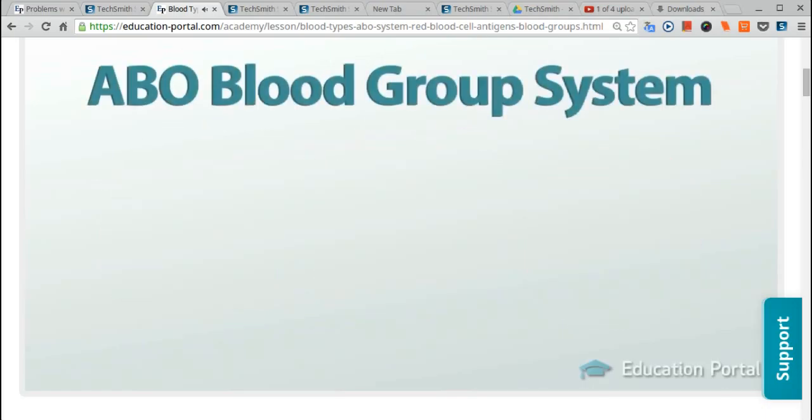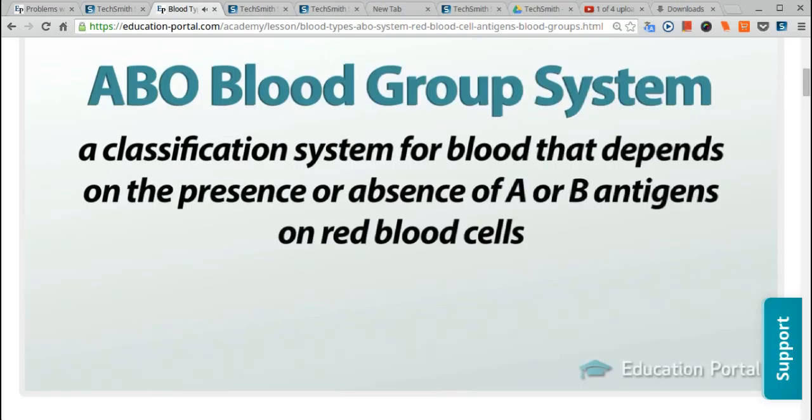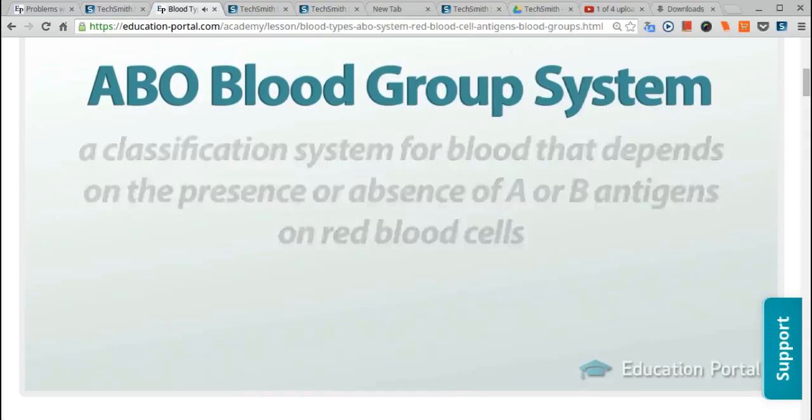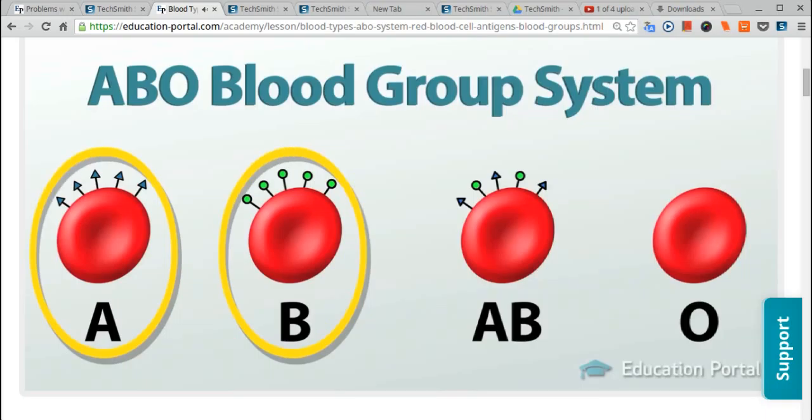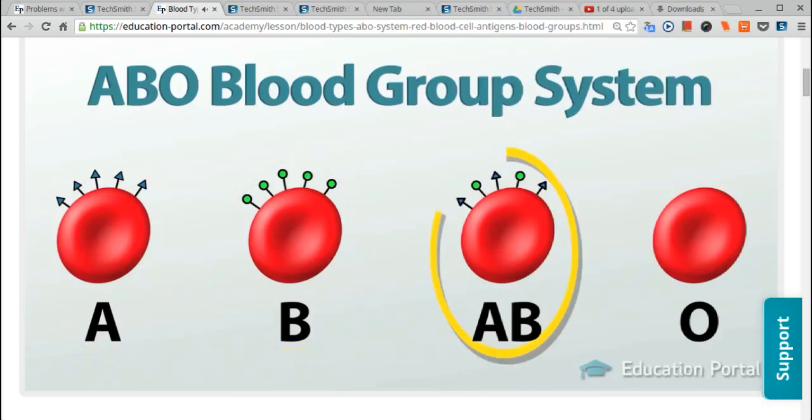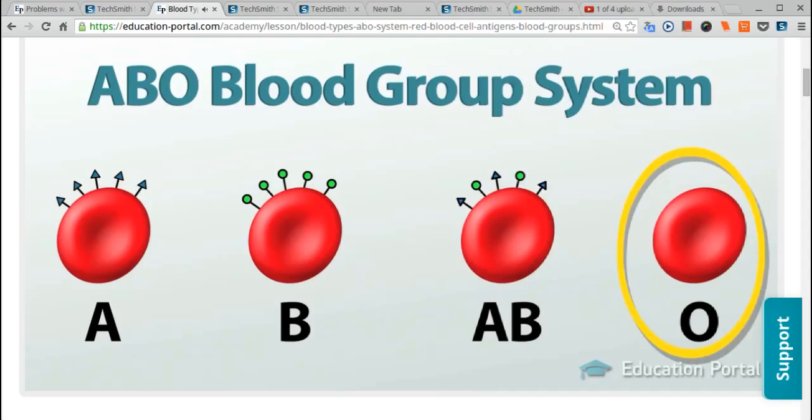Now, the ABO blood group system is a classification system for blood that depends on the presence or absence of an A or B antigen on the red blood cells. ABO blood groups are determined by the type of antigen you inherited from mom or dad, specifically type A or type B. Now, if you inherited both types of antigens, then you ended up with type AB blood. In the event that both antigens are absent, you would end up with type O blood. Therefore, we see that there are four major blood groups or blood types: A, B, AB, and O.